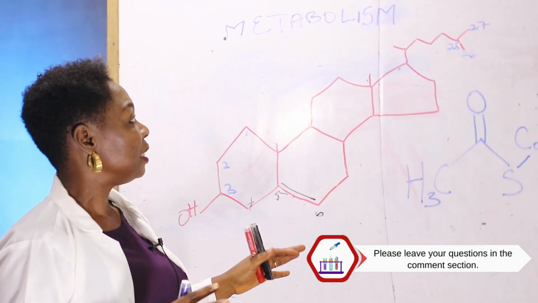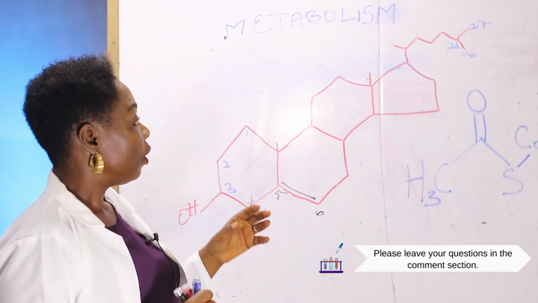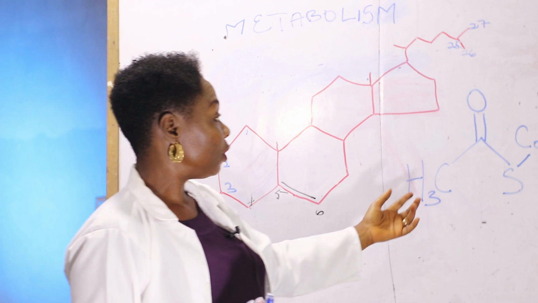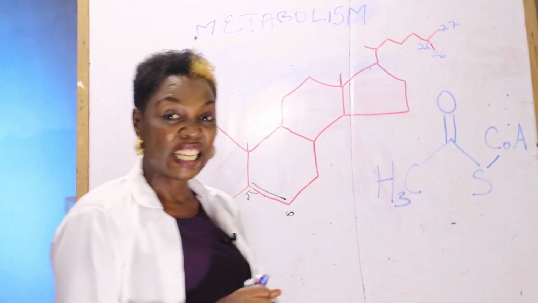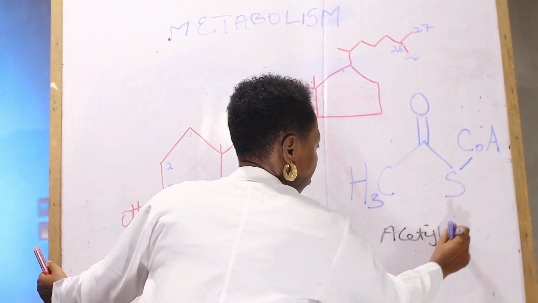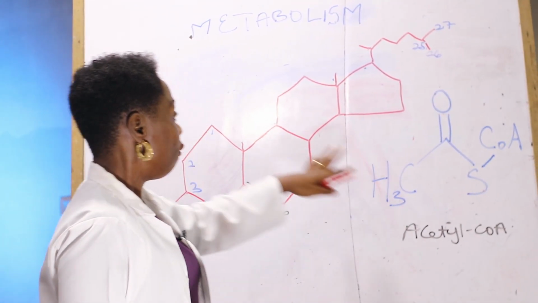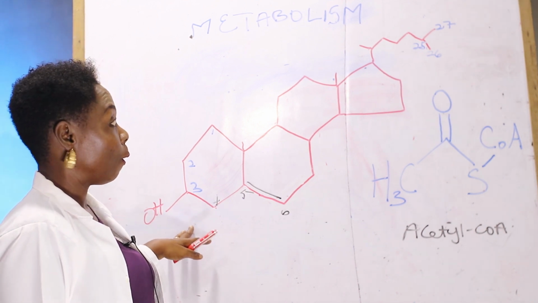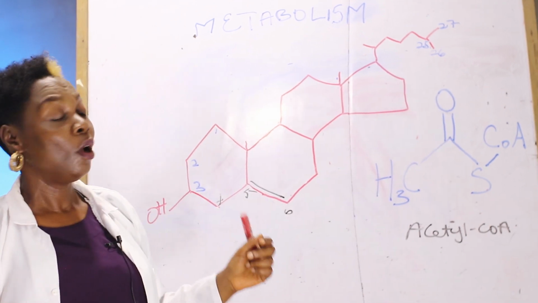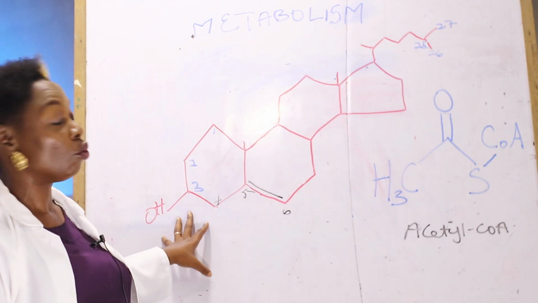So we are going to look at the biosynthesis of this 27-carbon compound. The source of the synthesis of these carbon atoms is a 2-carbon compound called acetyl-CoA. Acetyl-CoA serves as the source for the synthesis of this biochemical compound. Acetyl-CoA is a 2-carbon compound, and you have 27 carbon units making up the cholesterol structure.